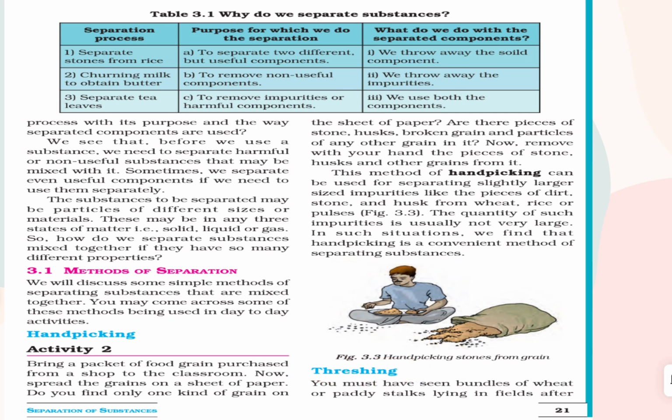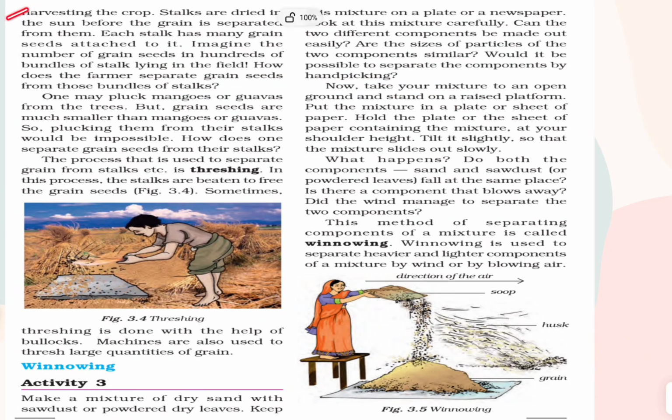Threshing. You must have seen bundles of wheat or paddy stalks lying on fields after harvesting the crops. Stalks are dried in the sun before the grain is separated from them. Each stalk has many grain seeds attached to it. Imagine the number of grain seeds in hundreds of bundles of stalks lying in the field. How does the farmer separate grain seeds from those bundles of stalks?